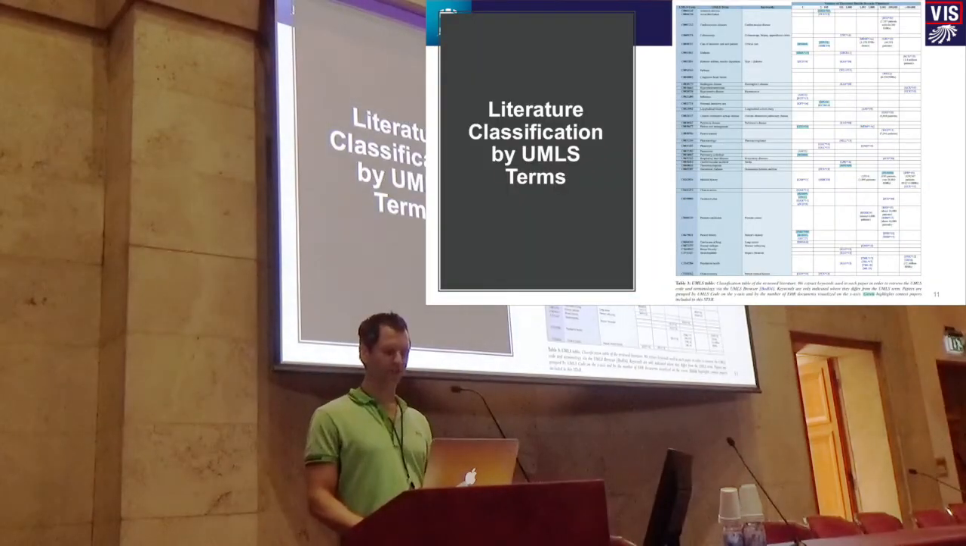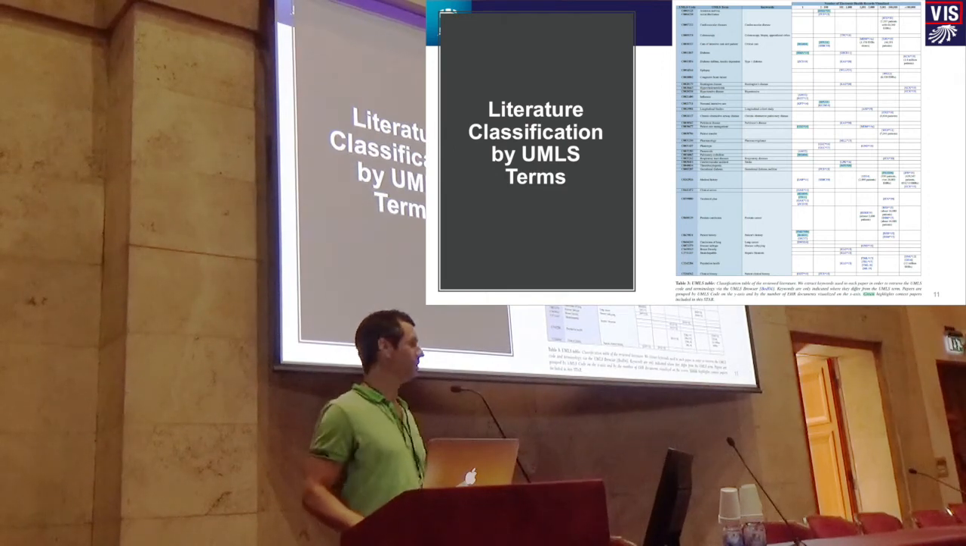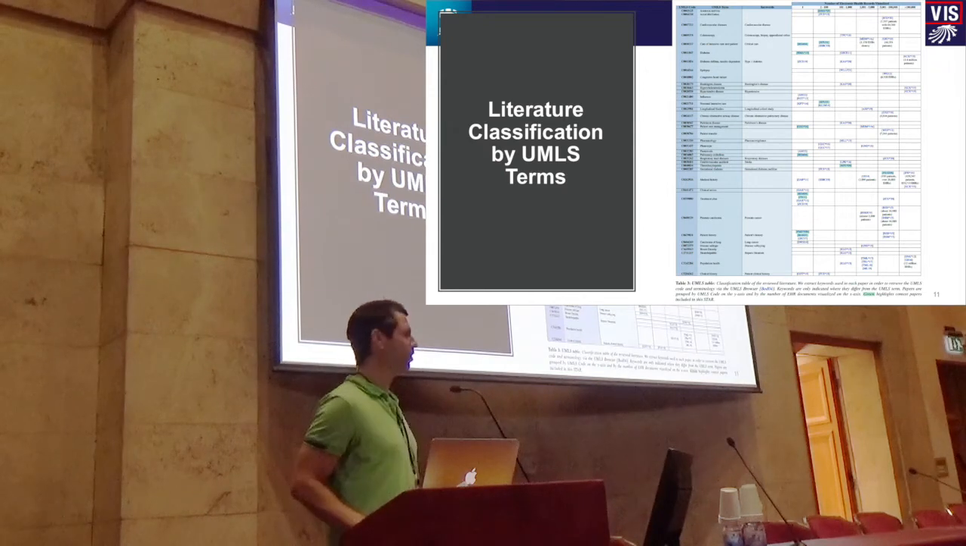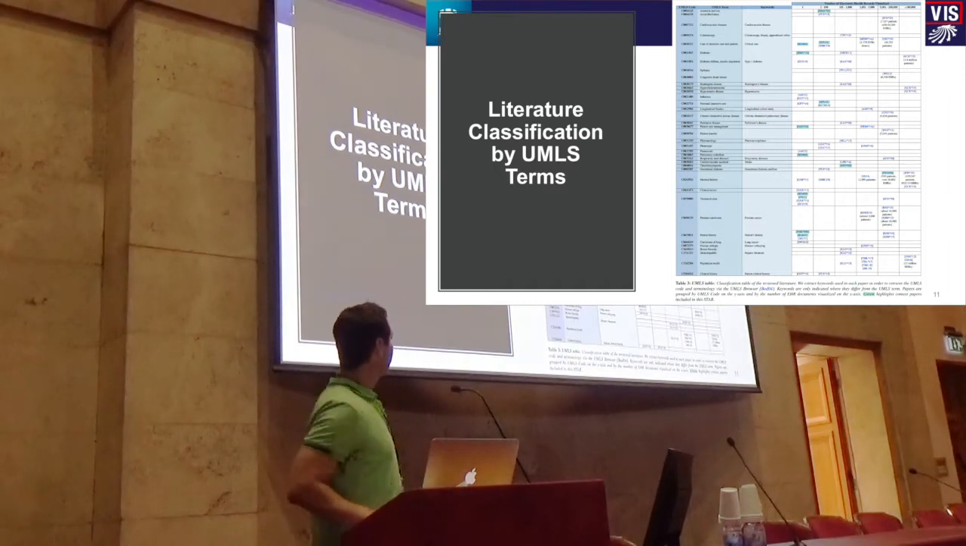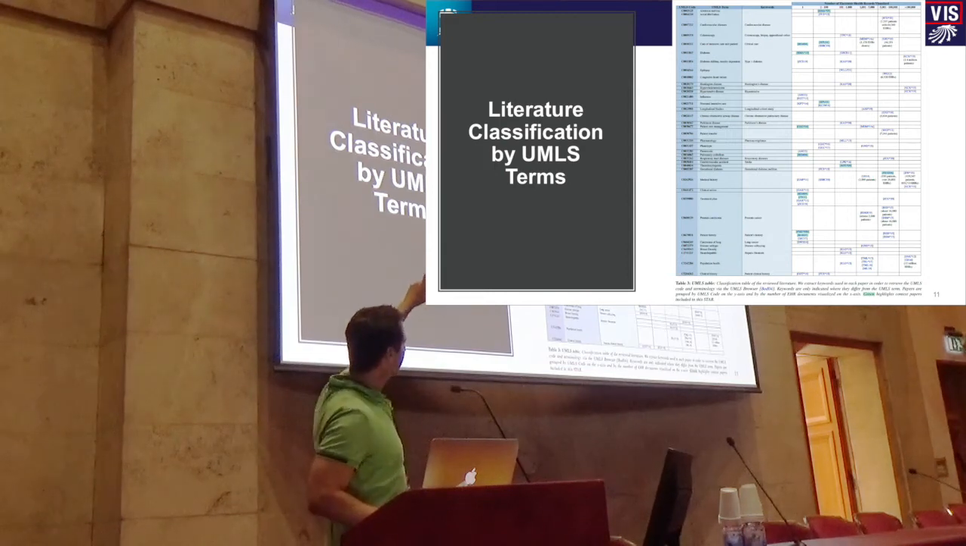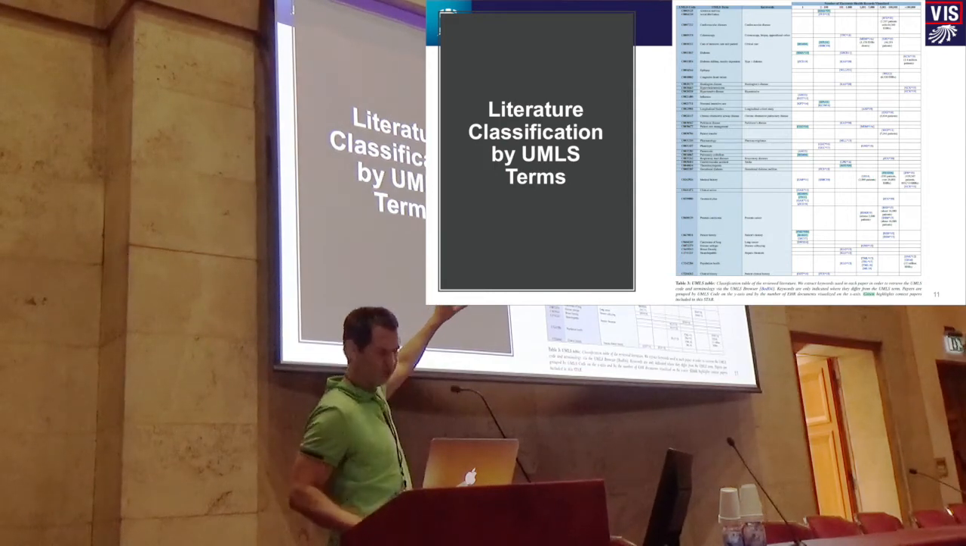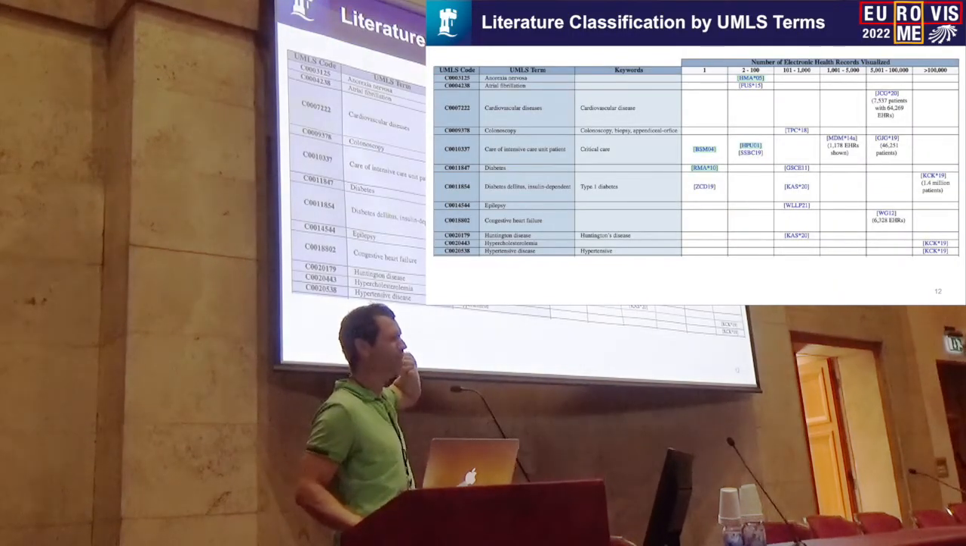This is a literature overview by UMLS terms. This is the table. I know this is not really legible. Can anybody read that? Probably not, right? The font is too small. So on the next slide, I'm going to zoom in on the top rows, hopefully it's going to be legible. Is this legible? I hope it's more legible.